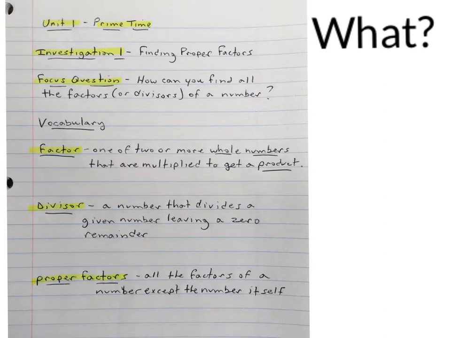The notes that you'll take start off with labeling the unit, the investigation, in this case investigation 1. What is our focus question? How can you find all the factors or divisors of a number? And then we go through the math vocabulary. So pause the video. That means you have to hit pause and write down in your spiral the notes that I have written in my spiral.